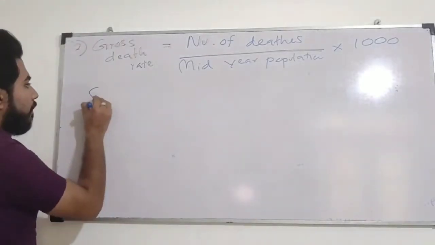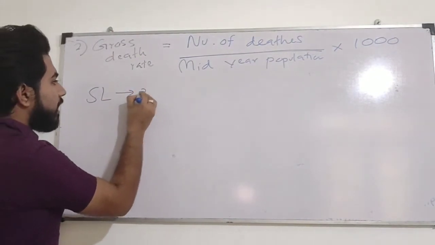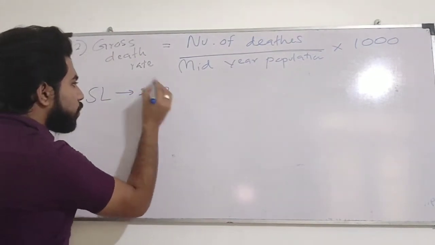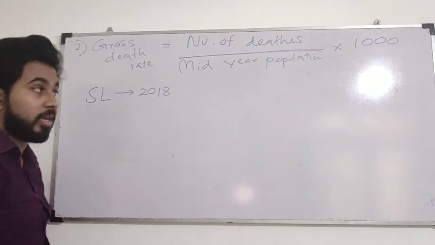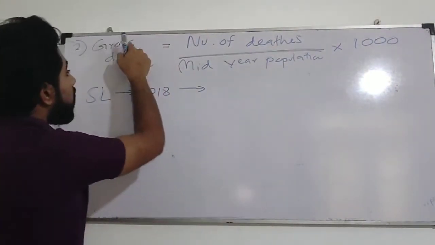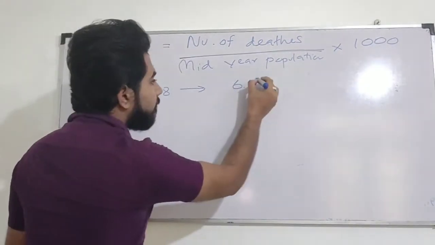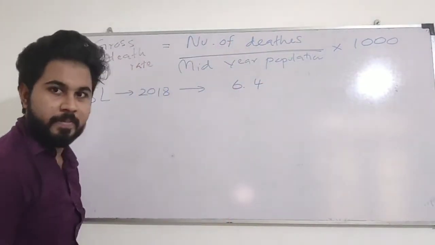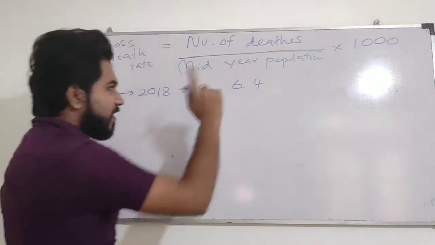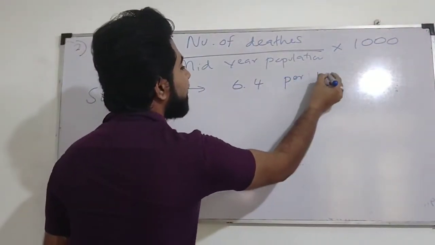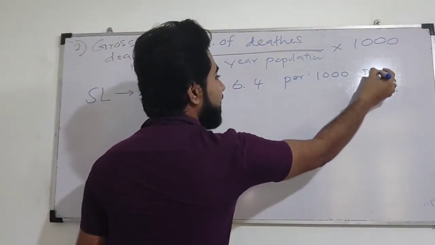Now, my dear student, in Sri Lanka, when you pay attention to the 2018 statistics, our gross death rate was 6.4. Is it a percentage? No. 6.4 per 1,000 persons.